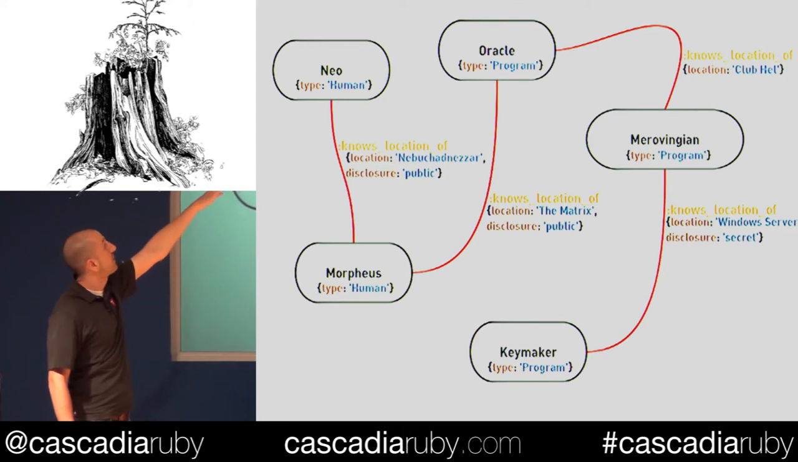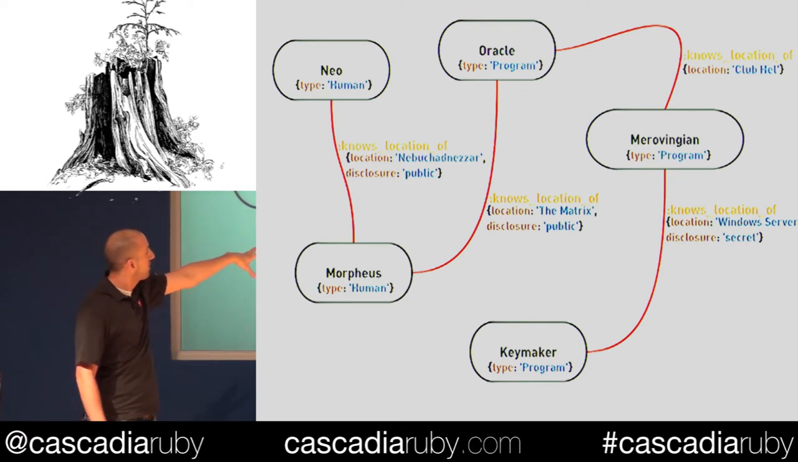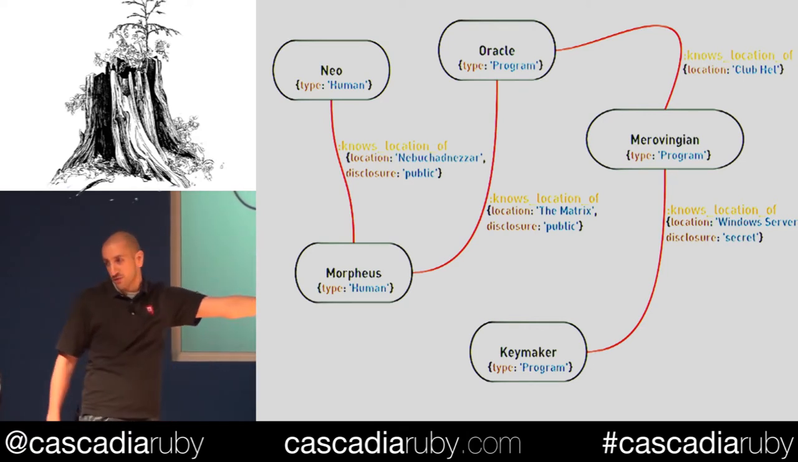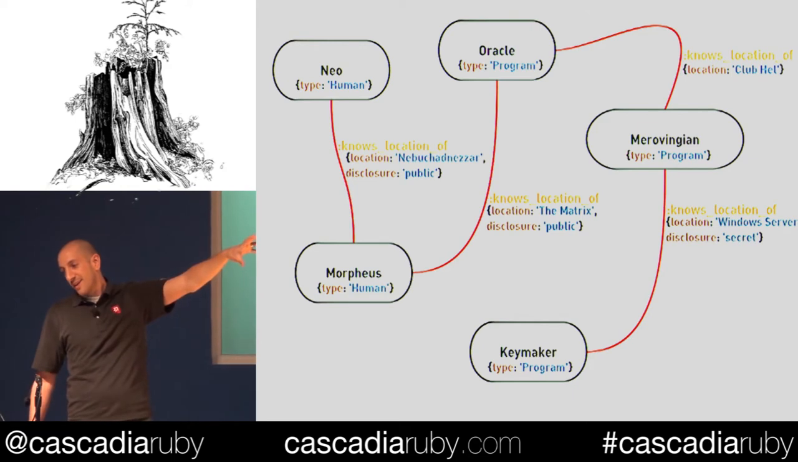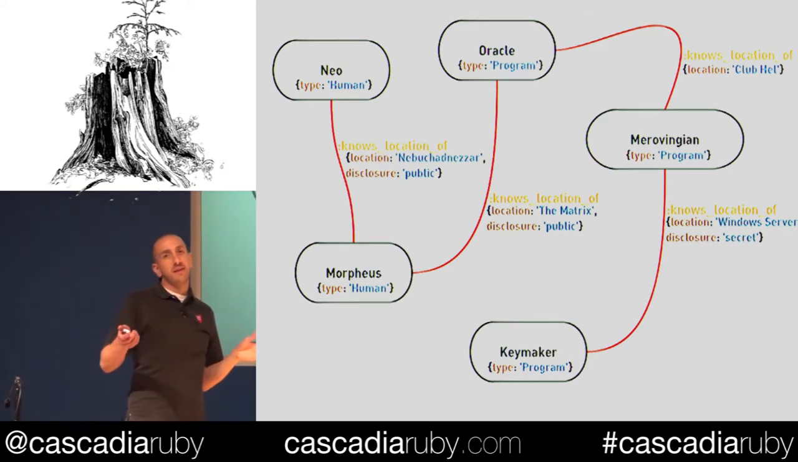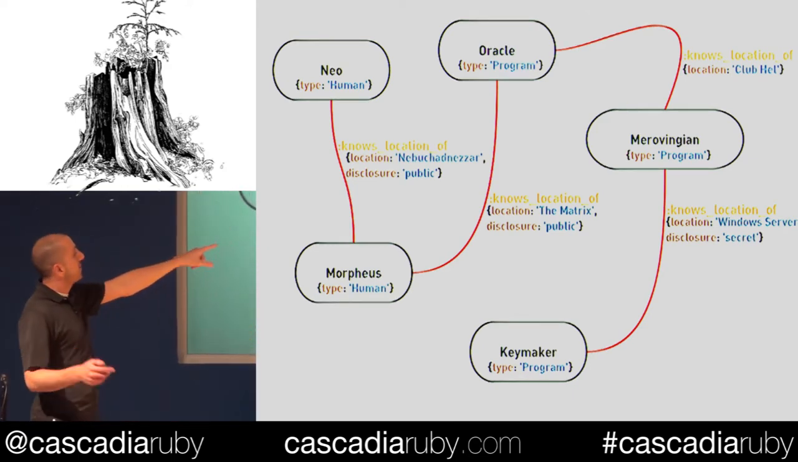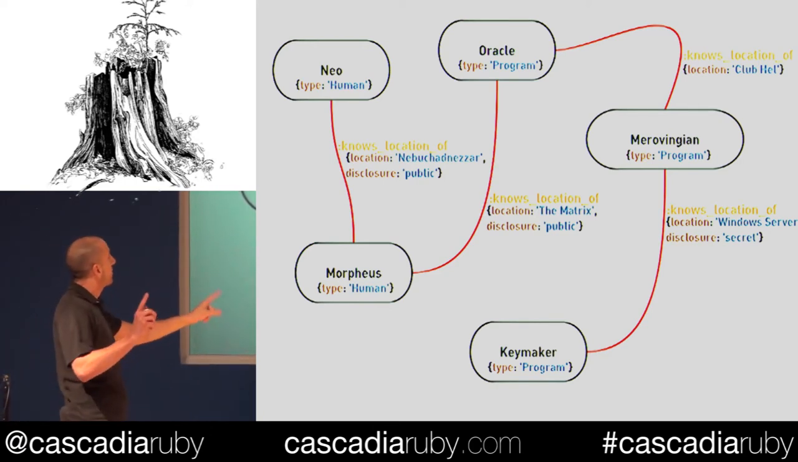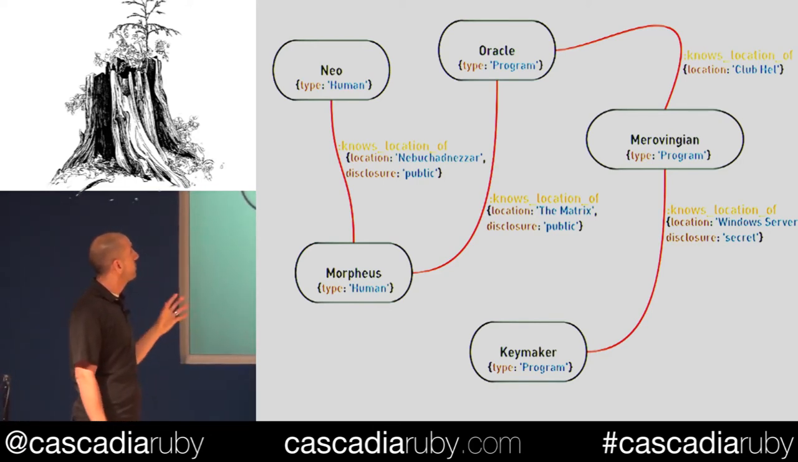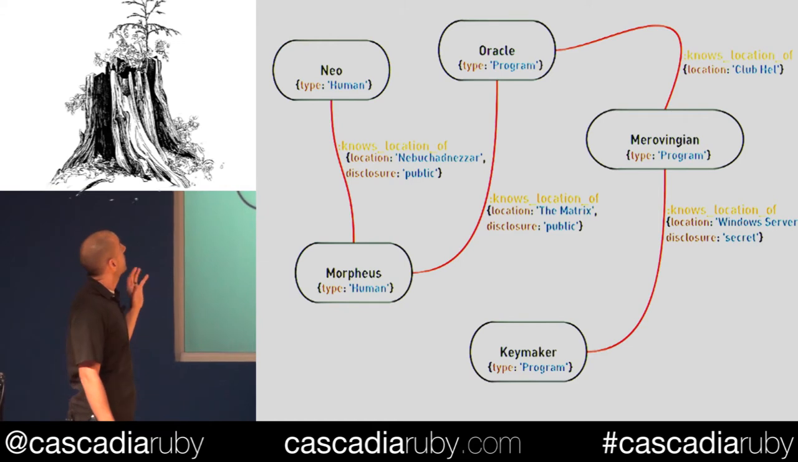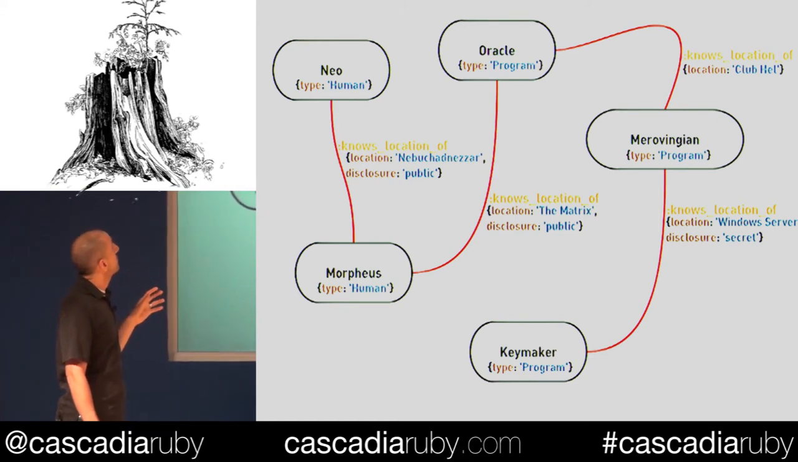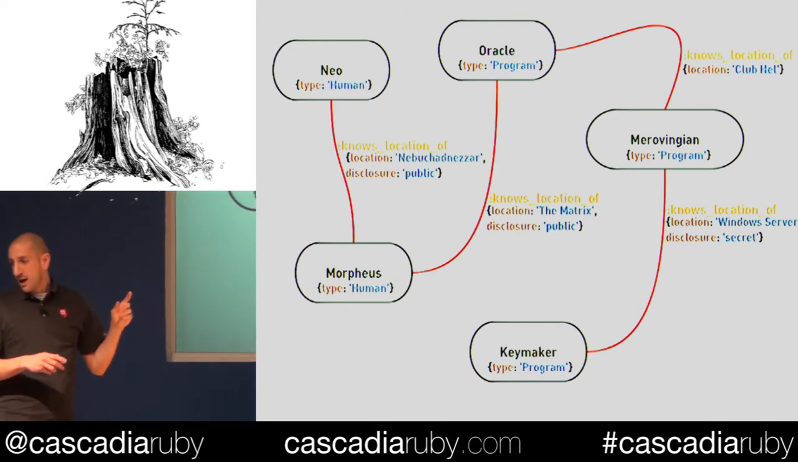That's what it was called. I'm not even kidding you. Club Hell. And the Merovingian knows the location of the Keymaker, which he's holding captive in a Windows server. I may or may not have made that up. But anyway, the disclosure is secret because he's holding him captive, right? And so, you know, Neo's mission, should he choose to... No, it's a different movie.